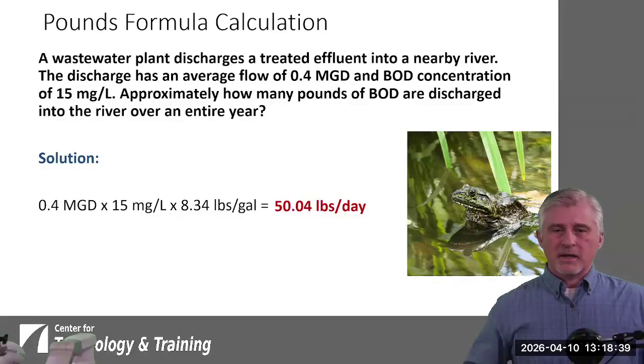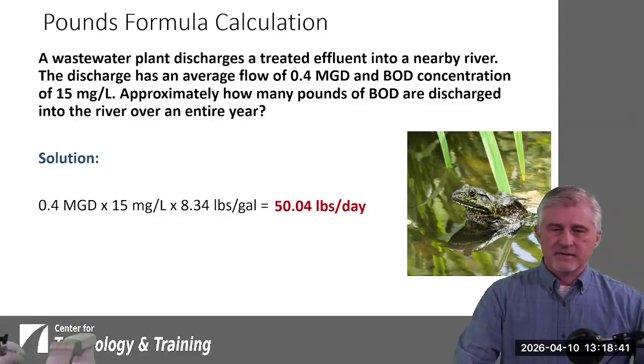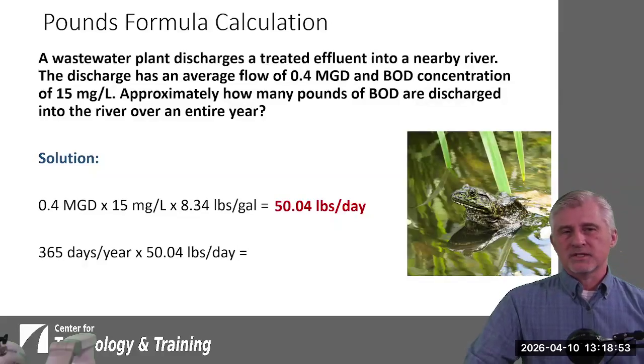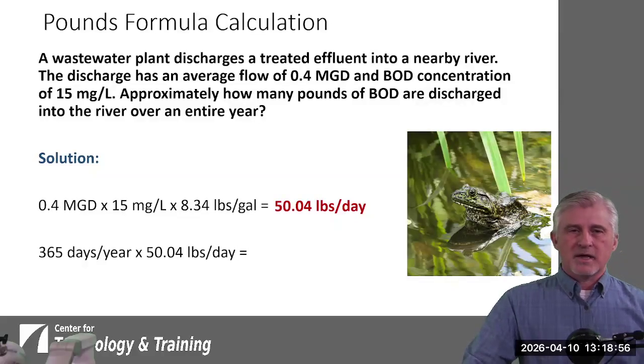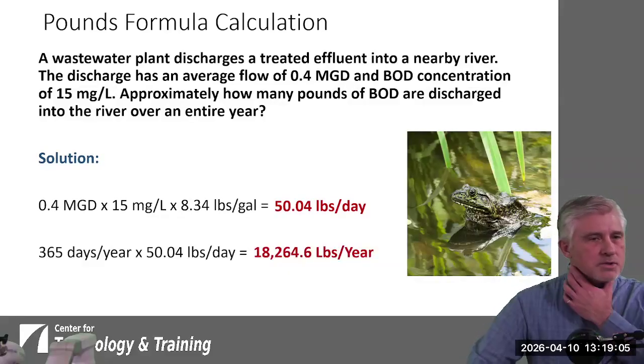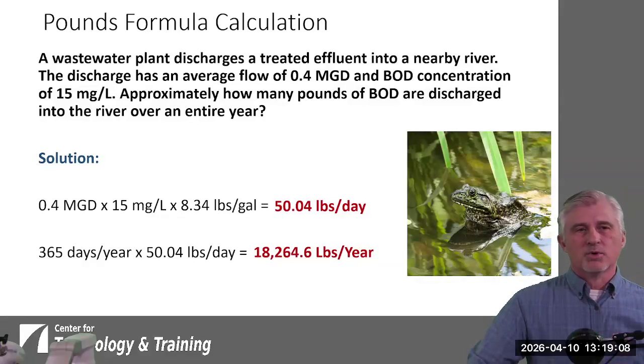Now, if we want to know how many pounds there are in a year, we're going to have to convert from days to years. So in order to do that, we're going to multiply by 365 days per year. We do that, we cancel out our days, and we're going to get an answer in pounds per year. We do that calculation, it's 18,264.6 pounds per year. So that's how many pounds of BOD are discharged into the river in an entire year.